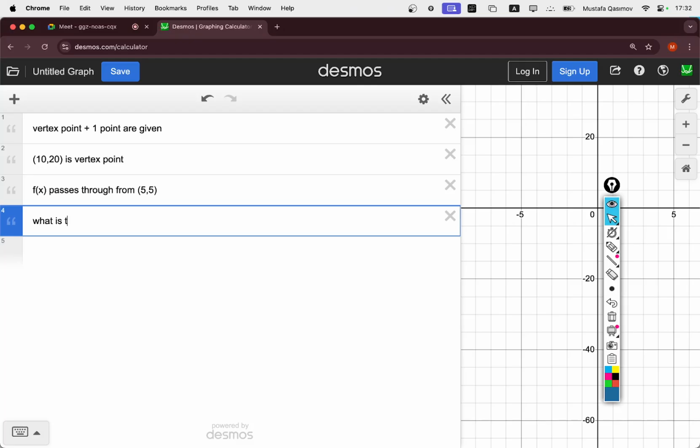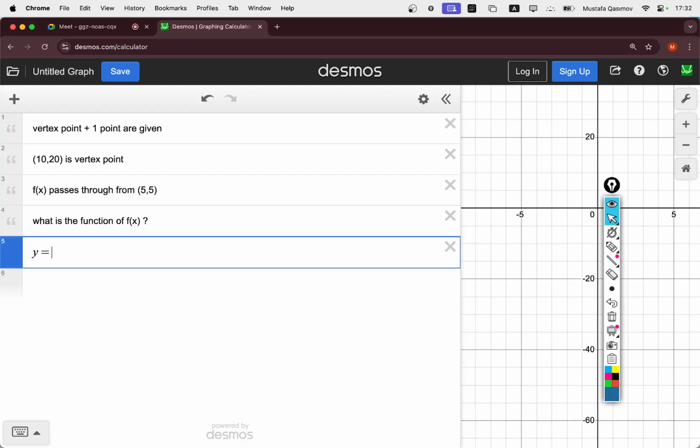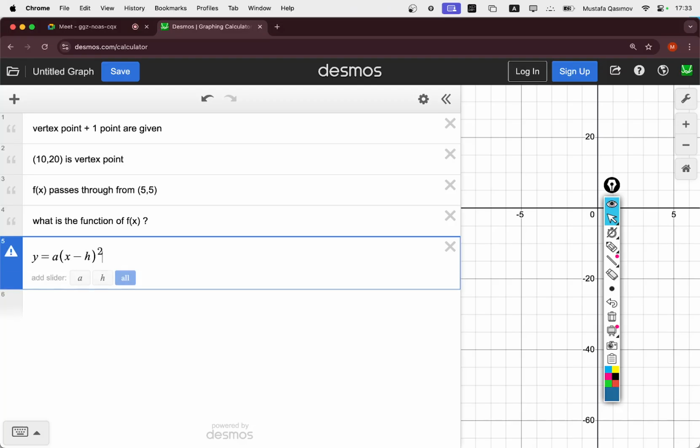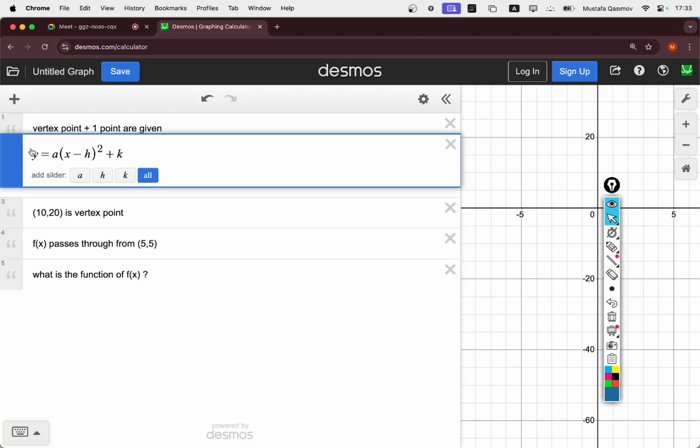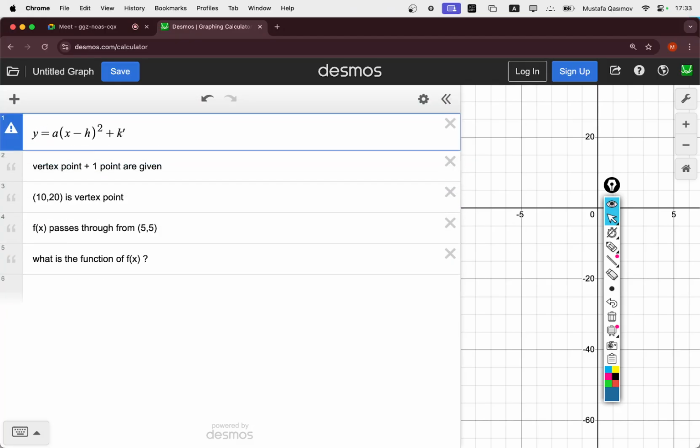What's the function of f of x? Okay, here we have to use this formula. I didn't write it, I forgot to write that one. I am giving you 2 minutes. Look at it for 2 minutes, then we can discuss it.